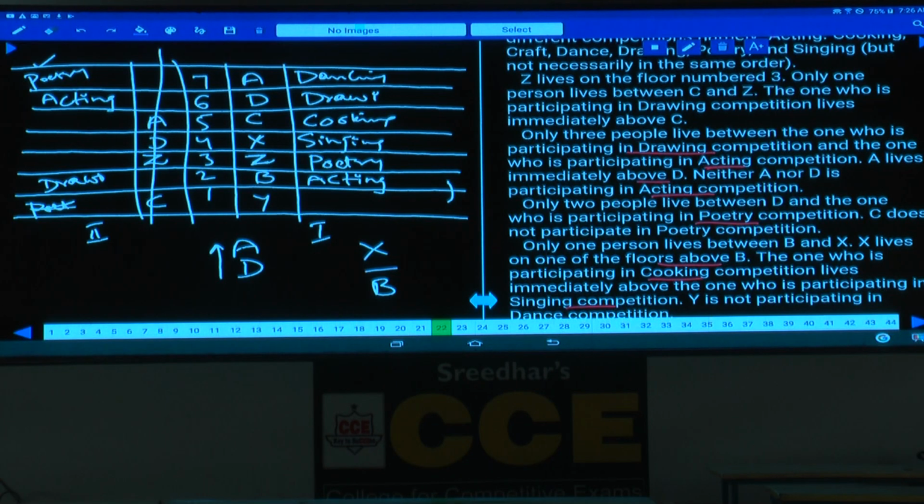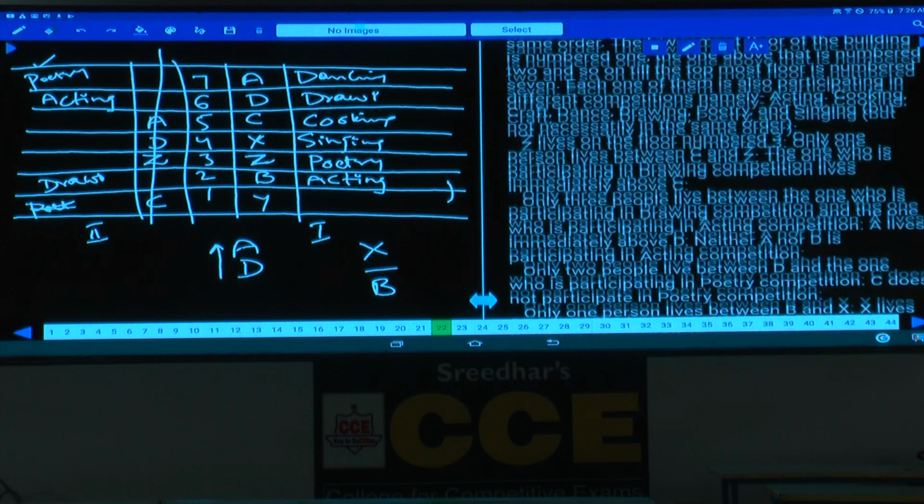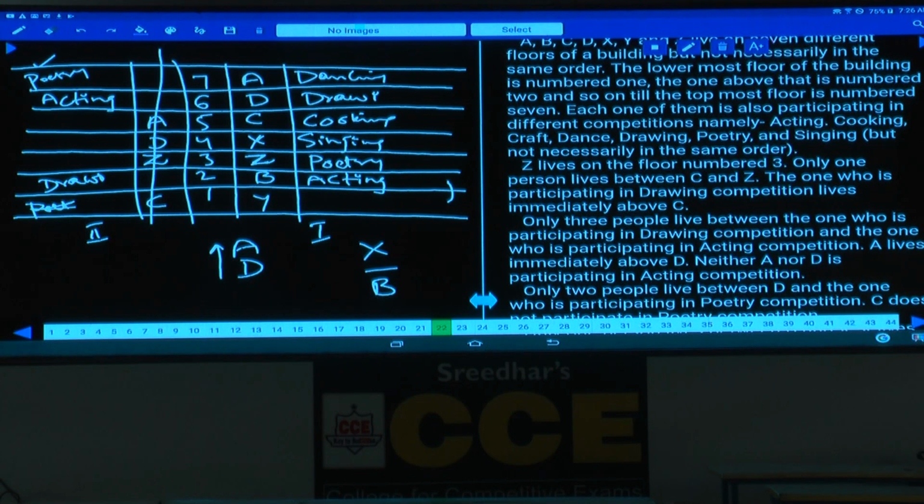And what is left over here? Tell me what else is left over. Craft. And this craft will be on floor number 1. Now this is how these 7 persons are staying on 7 different floors, and they are participating in different competitions. Now this is about question numbers 22 to 26. Now question number 22.